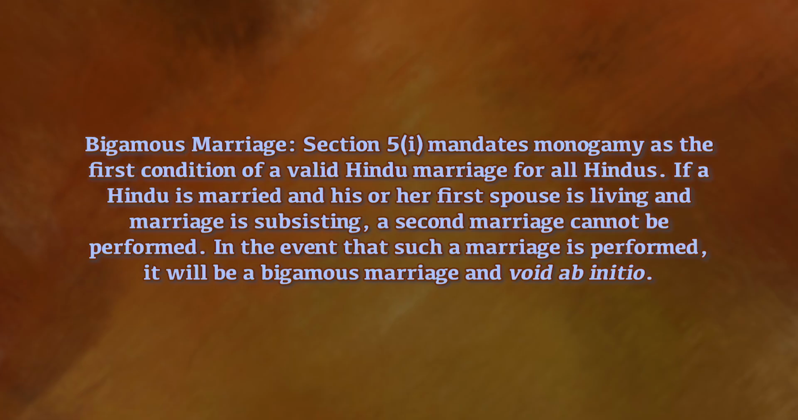Bigamous marriage. Section 5, Clause 1 mandates monogamy as the first condition of a valid Hindu marriage for all Hindus. If a Hindu is married and his or her first spouse is living and marriage is subsisting, a second marriage cannot be performed. In the event that such a marriage is performed, it will be bigamous marriage and void ab initio.